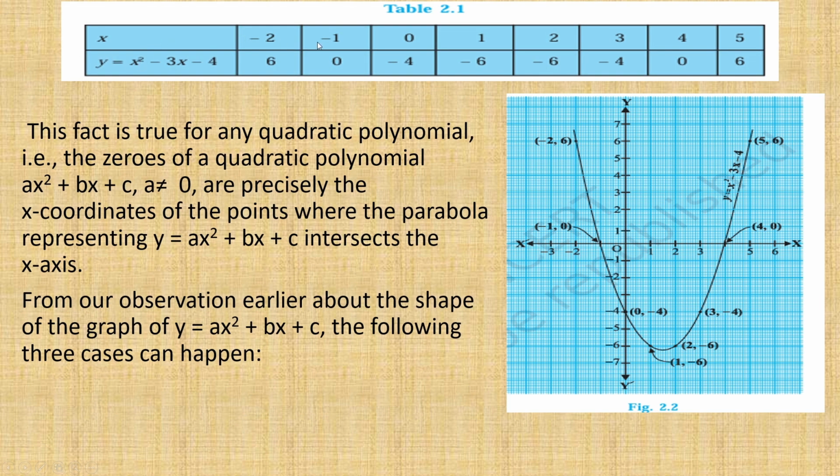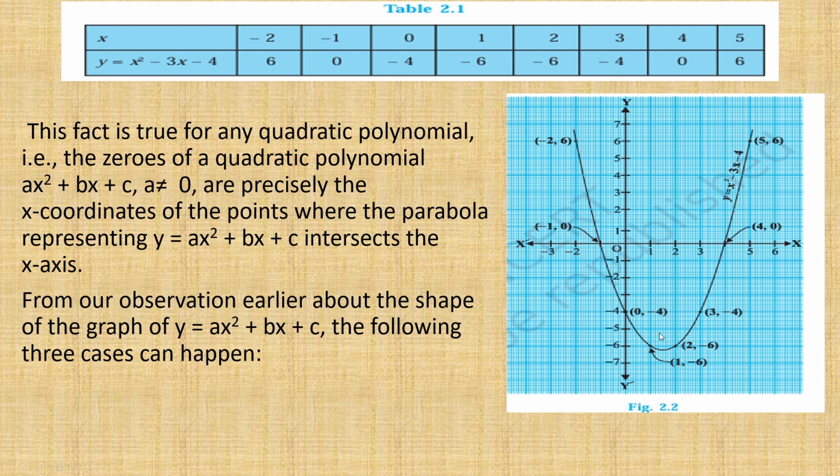For different values of x, we get different values of y. If x is equal to minus 2, substituting in this expression, we get 6. If x is equal to minus 1, we get 0. X is equal to 0 means y is equal to minus 4, x is equal to 1 means y is equal to minus 6, x is equal to 2 means y is equal to minus 6, x is equal to 3 means minus 4, and so on. Like that we got different points.